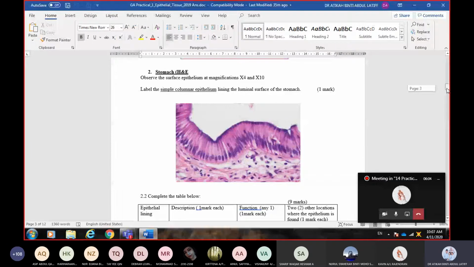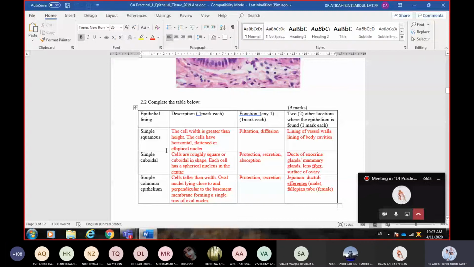So in terms of description, function, and location, simple squamous is cells where the width is greater, meaning they're very flat and horizontally large, or more wide. Mainly the function is for filtration and diffusion. I think I mentioned earlier, because it is thin, it is easy for diffusion to occur across the simple squamous epithelium. So usually it is for lining of vessel walls and body cavities.